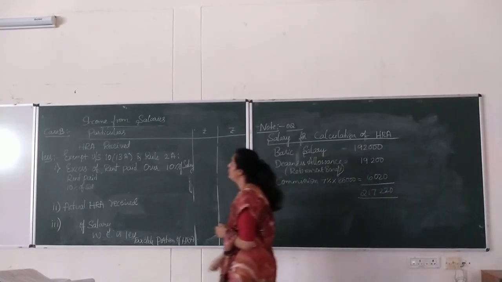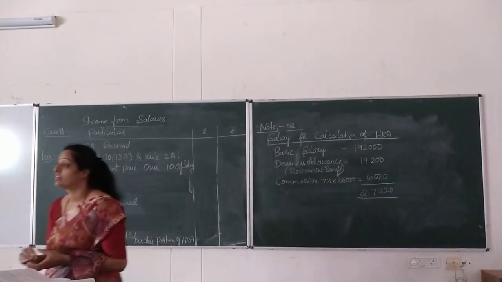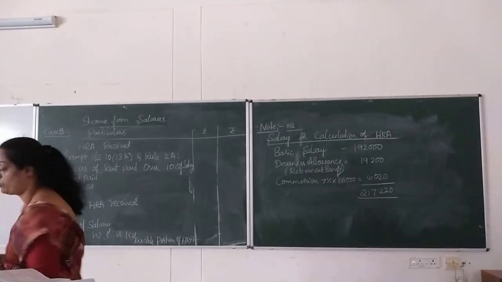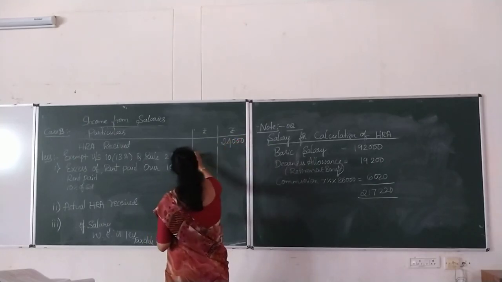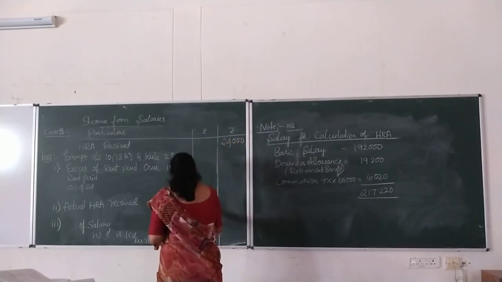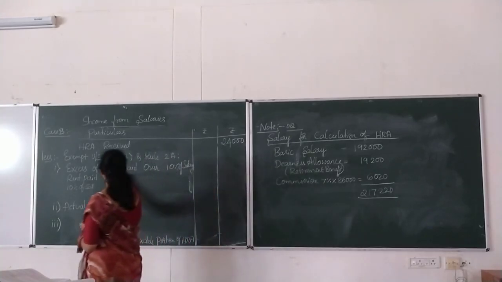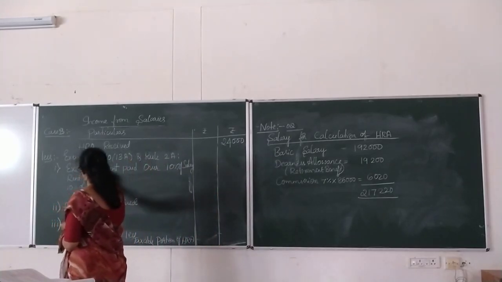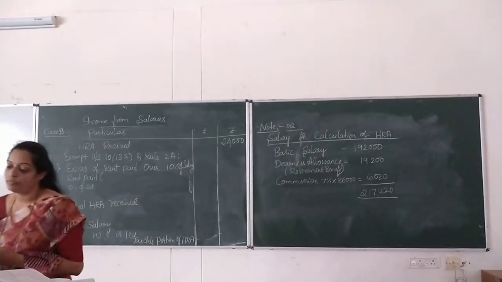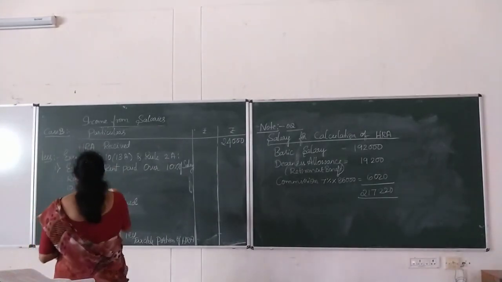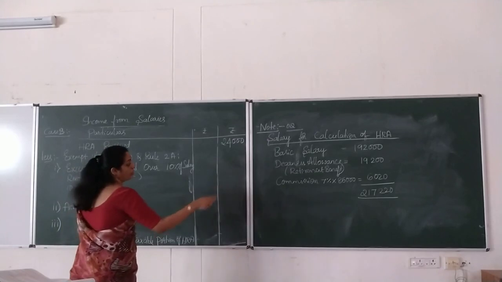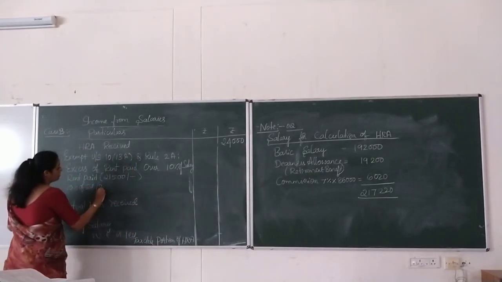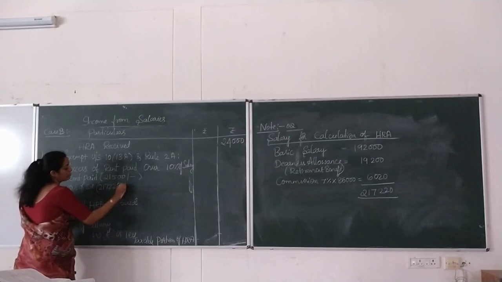Okay. So what is the actual HRA received? How much have they taken as HRA? 24,000. Okay. And excess rent paid over 10% of salary. What is the rent paid by him? That amount we will take as annual, 21,500 rupees. Okay. 10% of salary: 2,17,220 into 10%, how much?